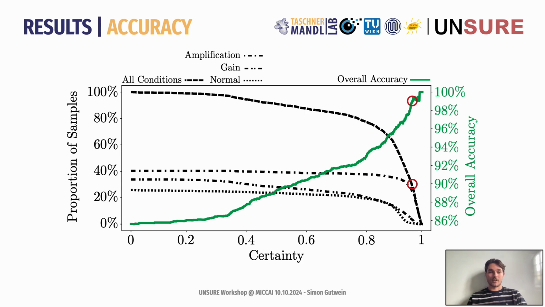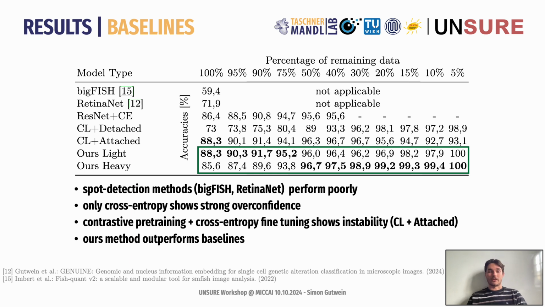certain cases. We also compared our approach to existing methods like BigFISH and the trained RetinaNet model from a different publication, which don't allow for uncertainty estimation. Additionally, we tested training alternative approaches that used only cross-entropy or contrastive learning for training, or contrastive pre-training and fine-tuning using cross-entropy. We can show that our model outperforms all of these methods in terms of classification accuracy as shown on the screen and estimated calibration error as clarified in the publication.